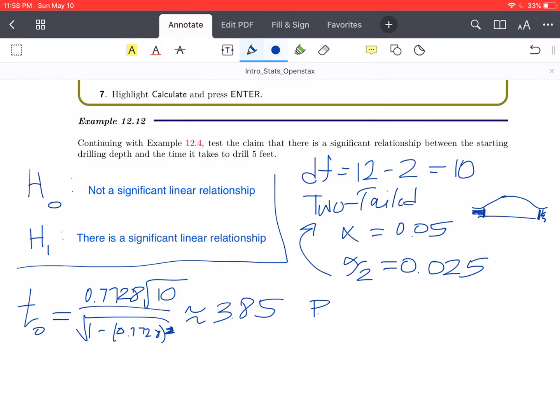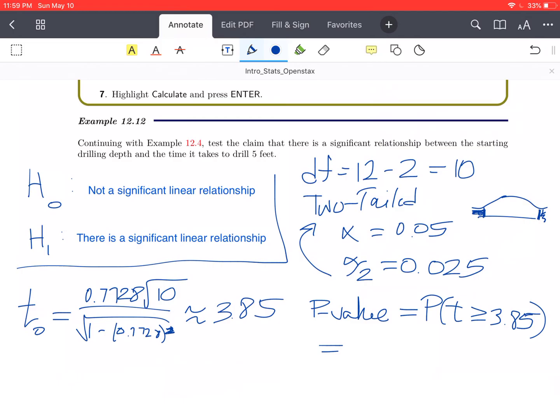So for our p-value, that's going to be the probability that t is greater than or equal to 3.85. And that's going to give us half of the data, but we're just comparing it to alpha over 2, so half of alpha. So that'll be fine.